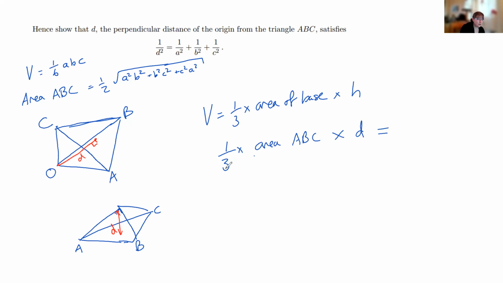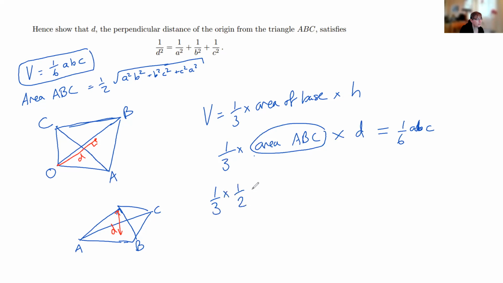But we also know what this volume actually is because we calculated it in part I. We know that this is equal to 1/6 ABC. It's meant to be B. So we can substitute in what we know for the area of ABC. So we get 1/3 times 1/2 times the square root of a squared b squared plus b squared c squared plus c squared a squared, multiplied by D, equals 1/6 ABC. 1/3 times 1/2 is equal to 1/6. So there you go.